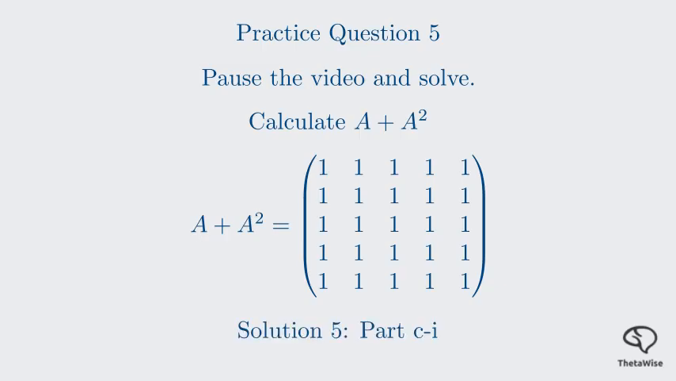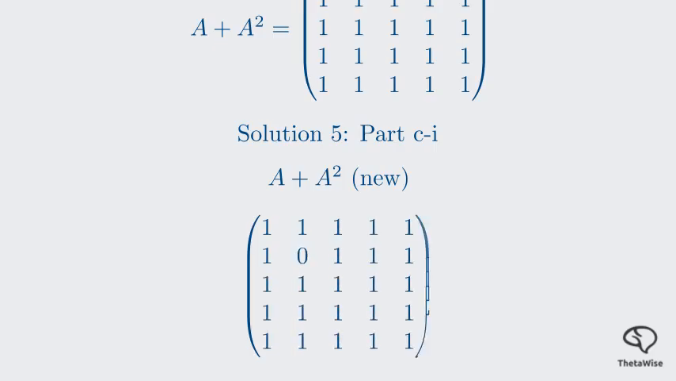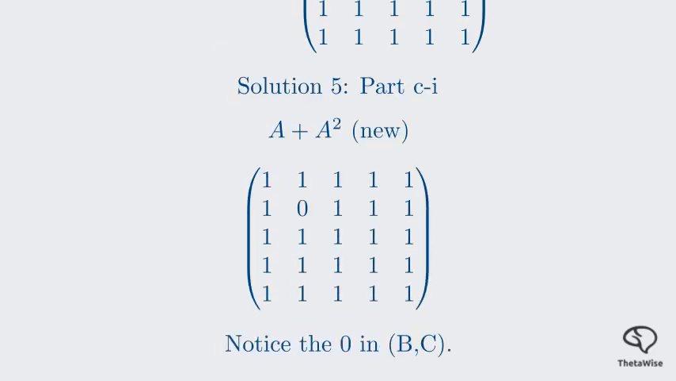If the C to D service is canceled, we update our original matrix A, setting the entry in row C, column D to 0. Then we recalculate A squared and the sum A plus A squared. The new total adjacency matrix now contains a 0. Specifically, the entry in row B, column C is 0. This means it's no longer possible to get from town B to town C in at most 2 trips.